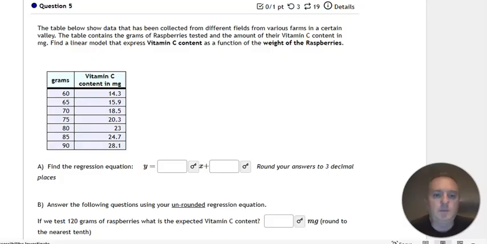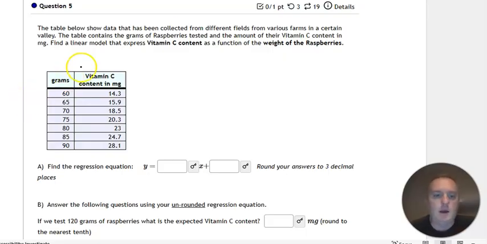So first one I'm going to do is number 5. The table below shows data that has been collected from different fields from various farms in a certain valley. The table contains the grams of raspberries tested and the amount of their vitamin C content in milligrams. Find a linear model that expresses vitamin C content as a function of the weight of the raspberries.